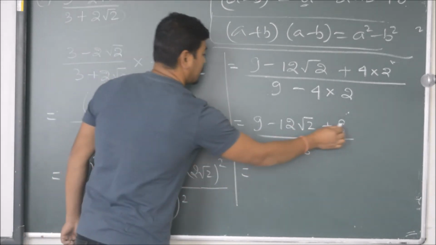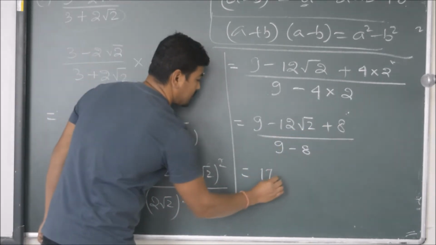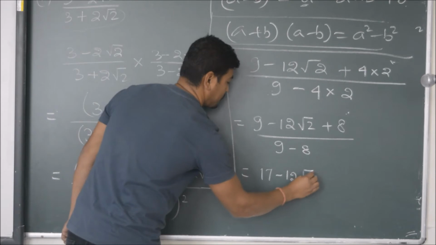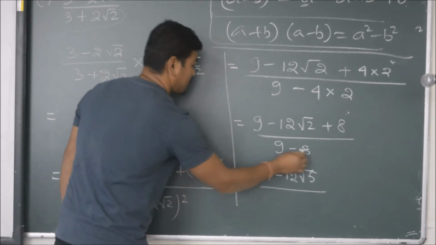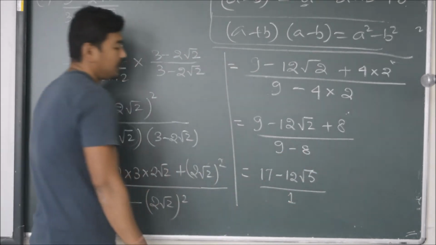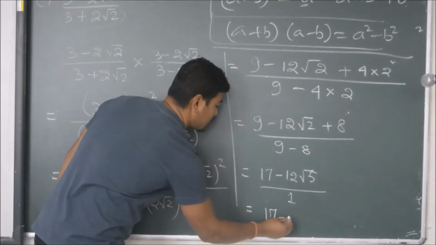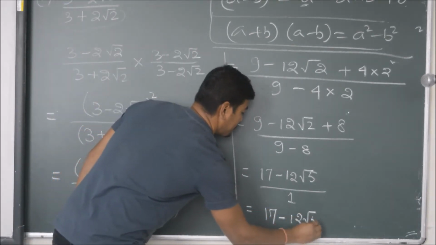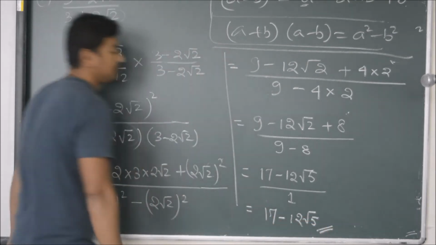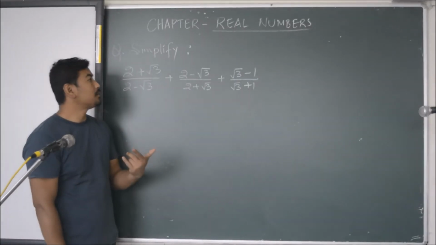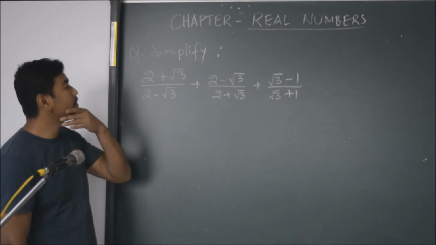So 9 plus 8 will be 17 minus 12 root 2 over 1. So if there is only 1 in the denominator, no need to write it. So you simply write the numerator only. So this is your required answer. Let's come to the next type of question.